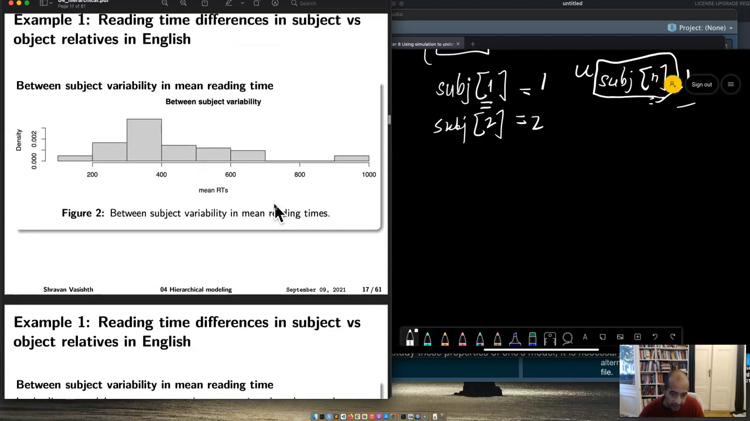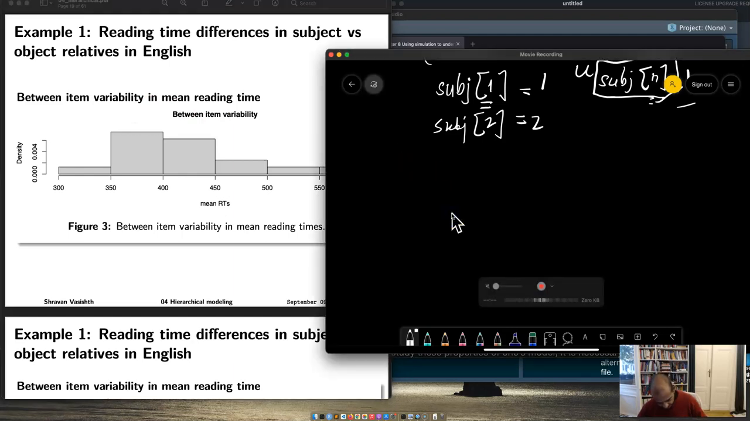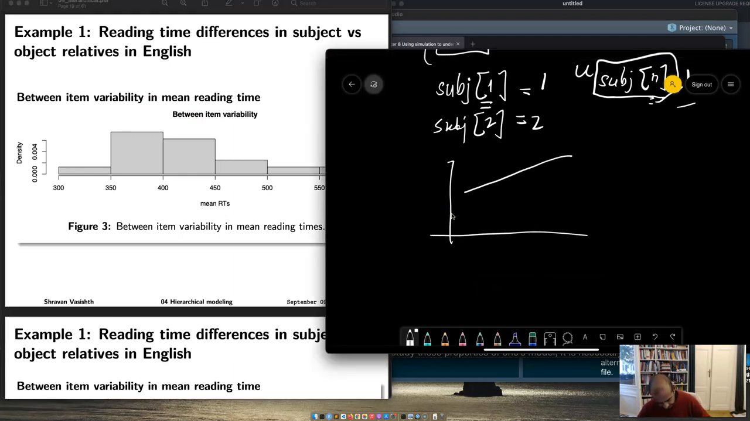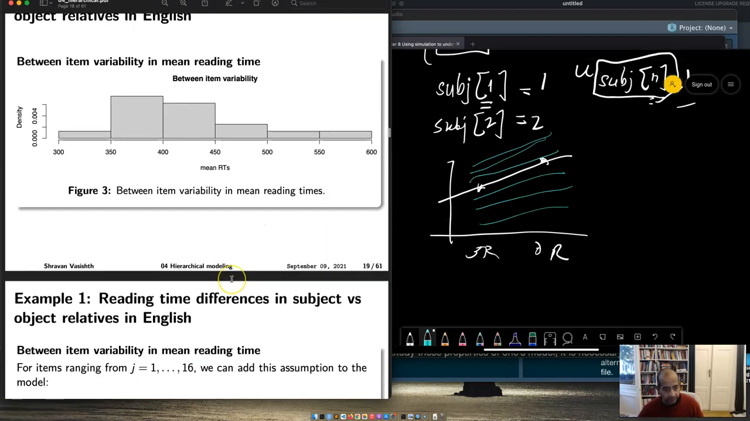So anyway, we were back here. I was talking about by item variability. So, just as we talked about the fact that we had some average reading time for subject and object relatives, and each subject had a different intercept, so those were the green lines that I drew. I could also represent the fact that different items have different intercepts. Some are slower than average, some are faster than average, right? So that's what we've done here.